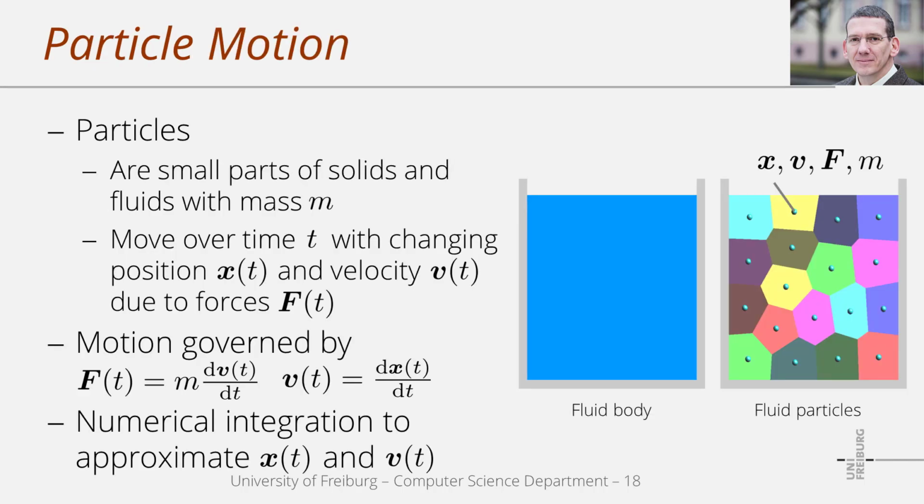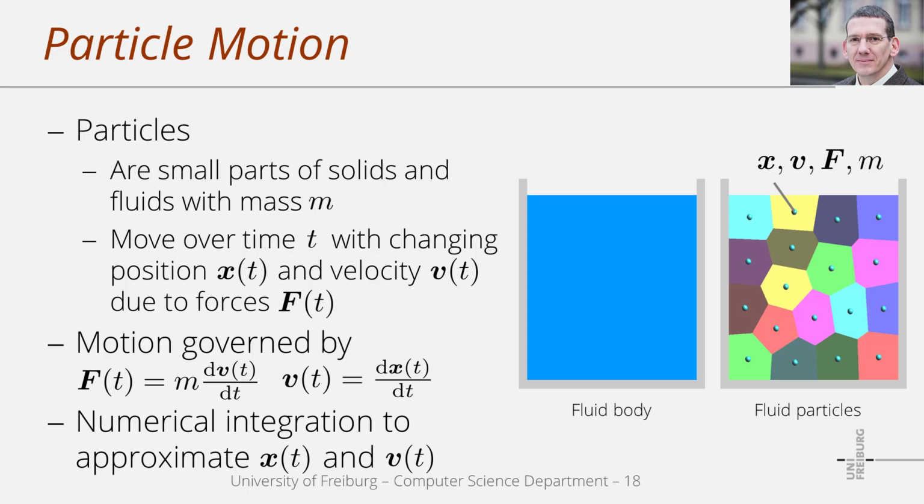So first we start with the computation of the motion of particles. In 3D simulations, particles are small volumes that represent a part of a solid or a fluid. So the entire body of a fluid or a solid is represented with a set of particles as indicated in the illustrations. Here we assume that we have a fluid, but this could also be an elastic or rigid solid instead. Now the fluid body is subdivided into small volumes, and each of these small volumes is referred to as a particle. Now each particle is characterized by some quantities.